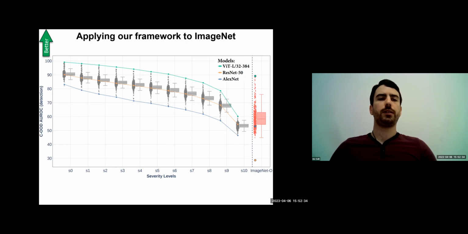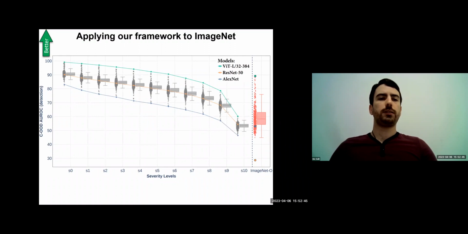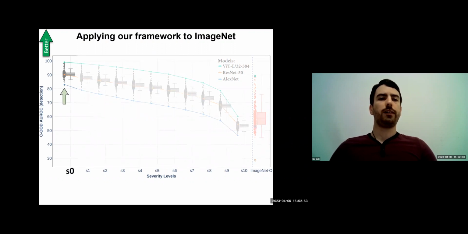Each point represents an evaluated model. On the right, the red box plot shows the performance of these models on ImageNet-O. To the left, we can see multiple box plots that depict the performance of these models across all severity levels. The first box plot to the left represents severity level 0, the easiest difficulty level.